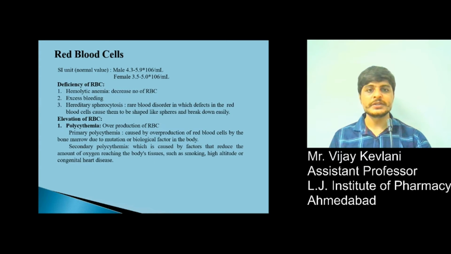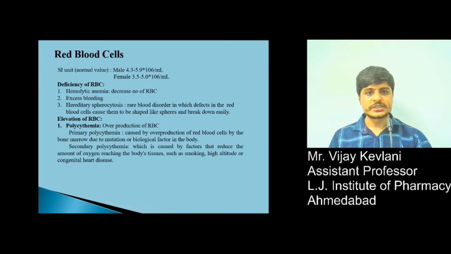Now the very first in CBC is red blood cells. The normal value we already know: 5.32, 4.3 to 5.9 million per cubic millimeter, or it could be 4 to 6, right? Deficiency of RBC may lead to hemolytic anemia, that is a decreased number of RBC. Excessive bleeding also causes a decreased number of RBC, as does hereditary spherocytosis. Hereditary spherocytosis is a rare genetic disorder in which RBCs become spherical in shape and break down.